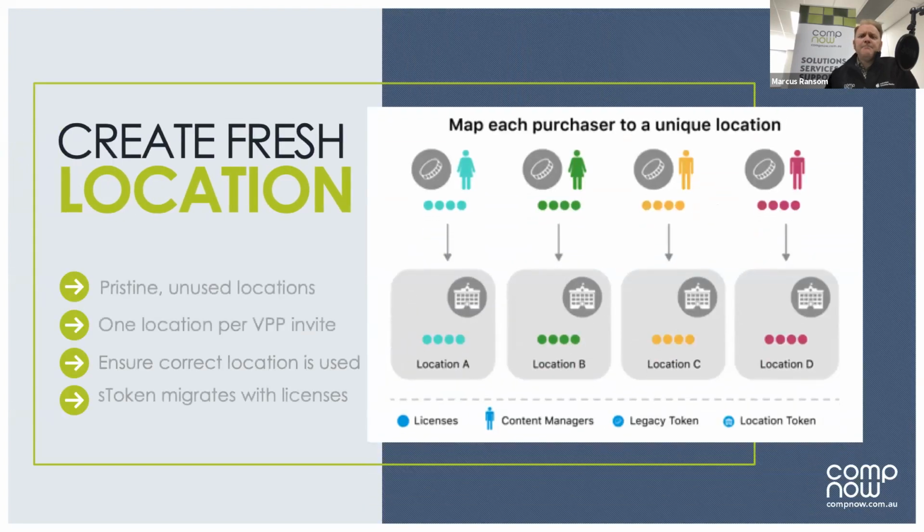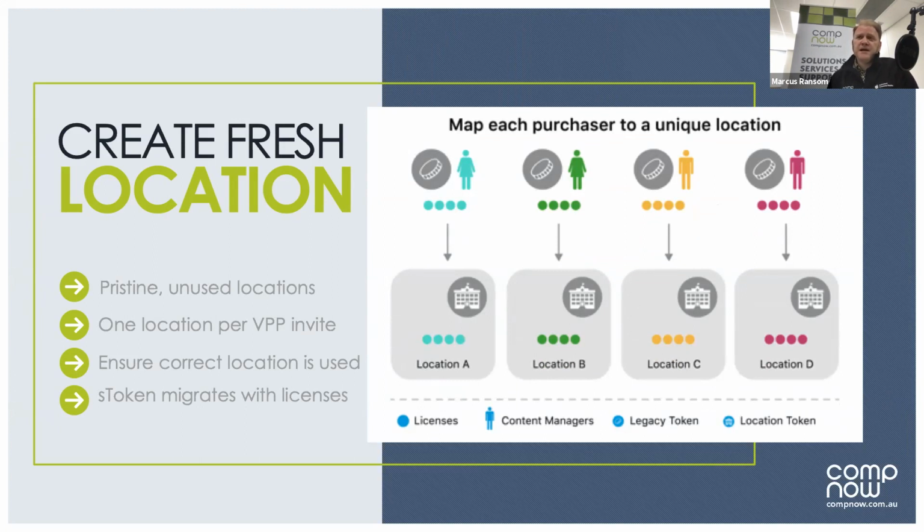Now, that is that they must be invited into a unique location. So Apple School Manager, Apple Business Manager have the concept of locations, different organizational units within the portal. When the VPP account logs into Apple School Manager, Apple Business Manager, and enables apps and books, they're going to be prompted to choose a location. So you need to pre-configure those locations and then ensure that they select the location that you've picked for them.